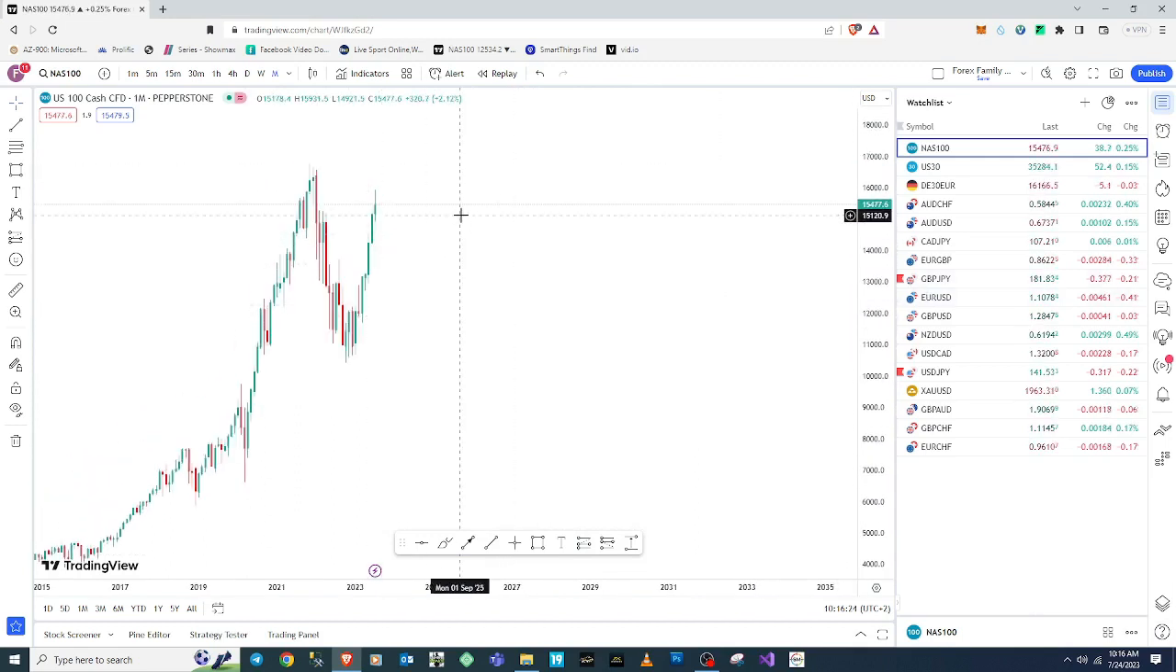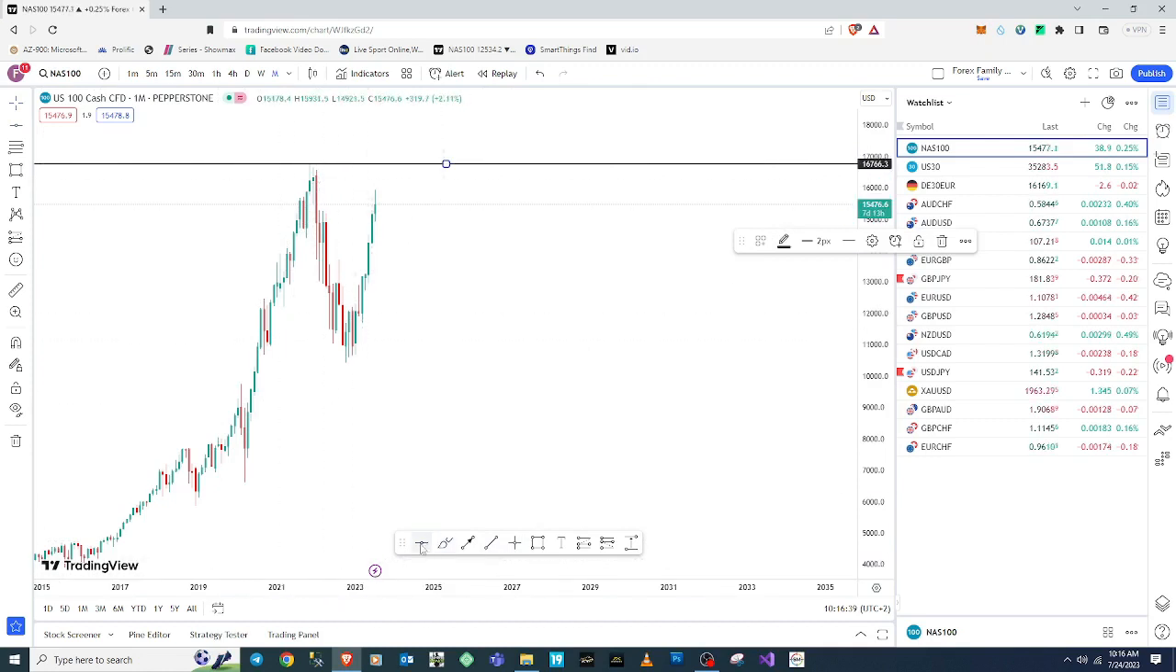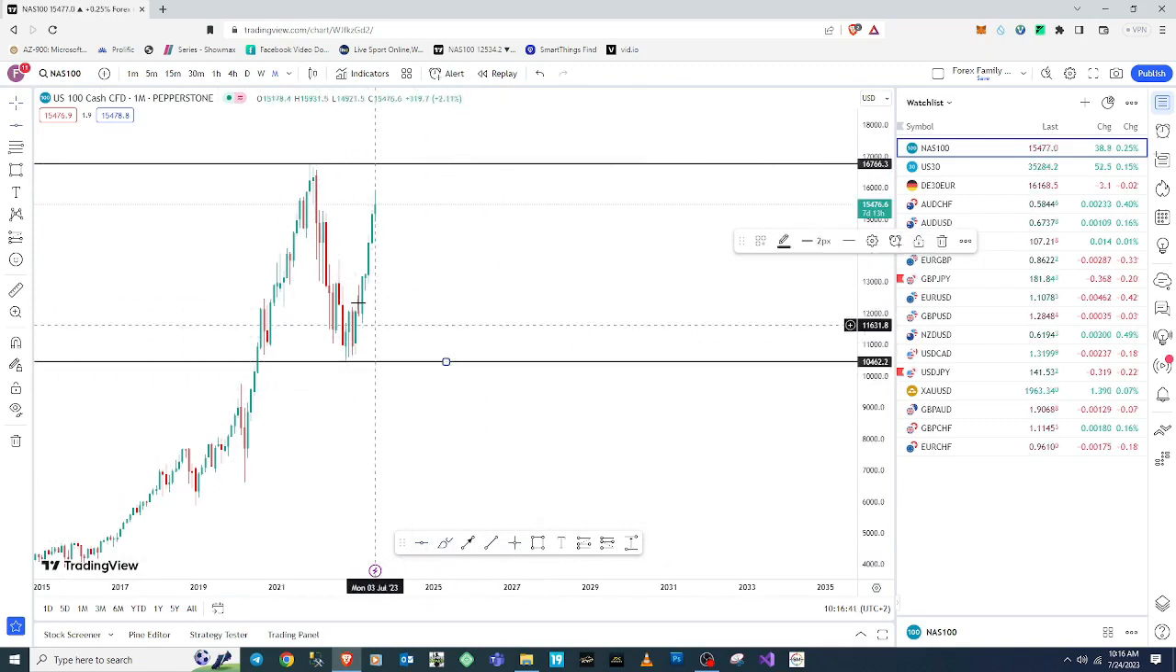So guys, you know how I always analyze. I always specify my highest point and my lowest point starting from the highest time frame. The highest time frame at this moment is my monthly time frame. So where is my highest point? We can see my highest point is on this level. Where is my lowest point? My lowest point is on this zone.